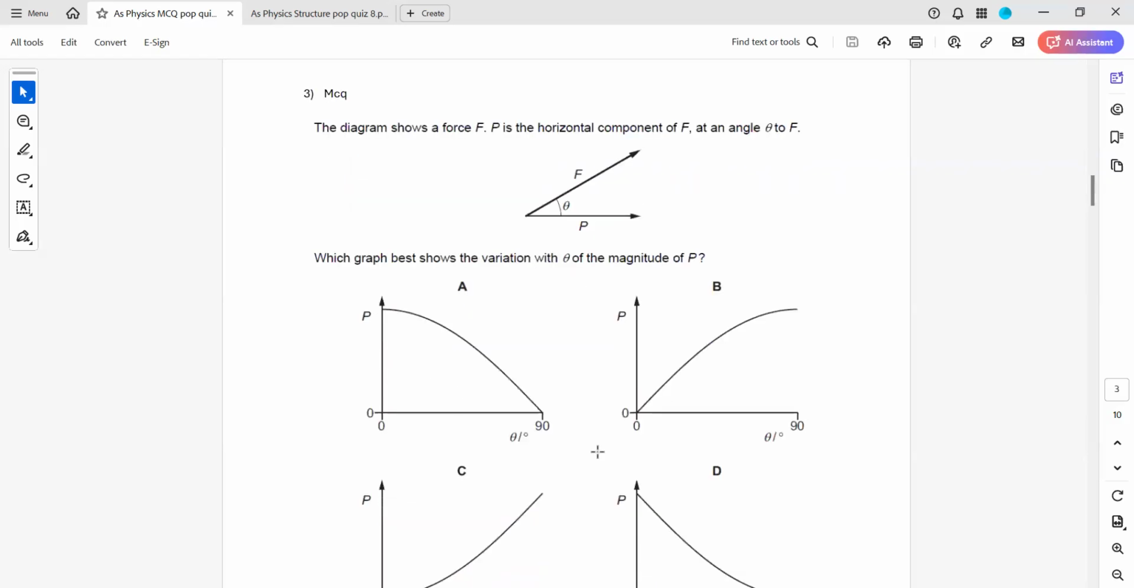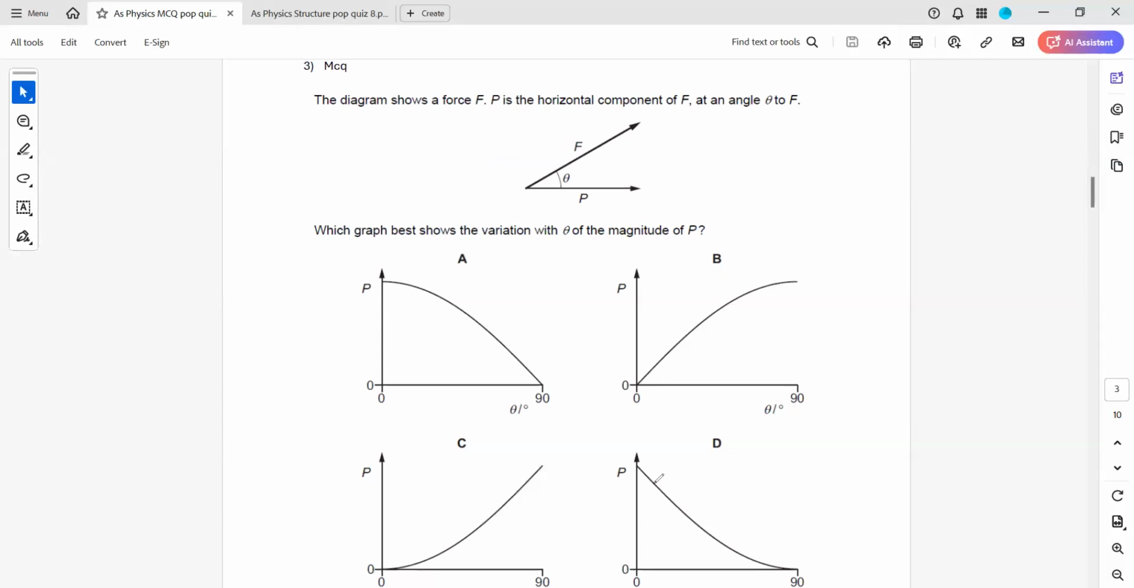So in question 3, the diagram shows a force F, and P is a horizontal component of the force, with an angle theta. So the horizontal component is given by F cosine theta, and the vertical component in this case will be F sine theta. Which graph best shows the variation of P with theta? Means the horizontal component is equal to F cosine theta.